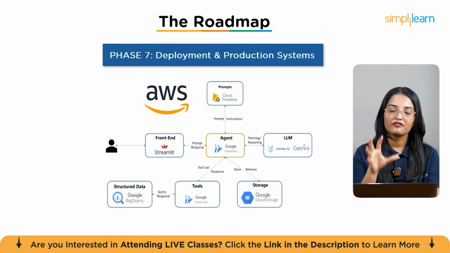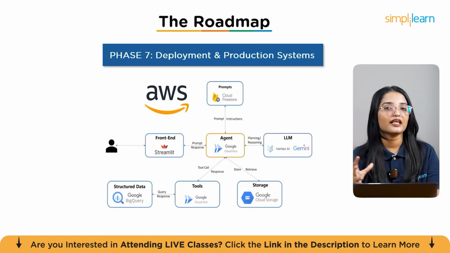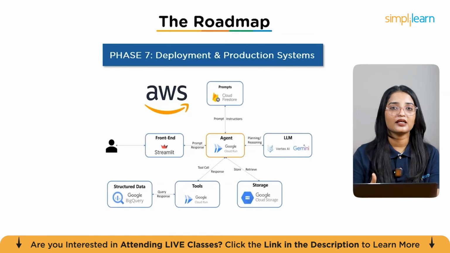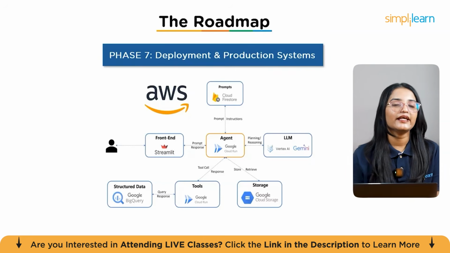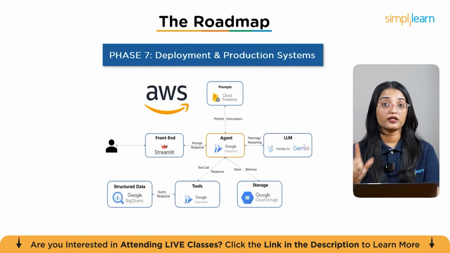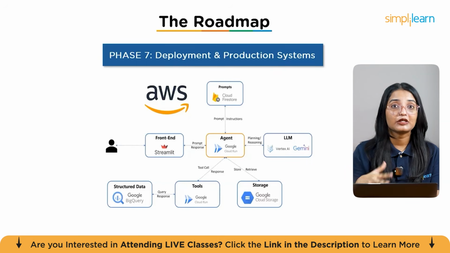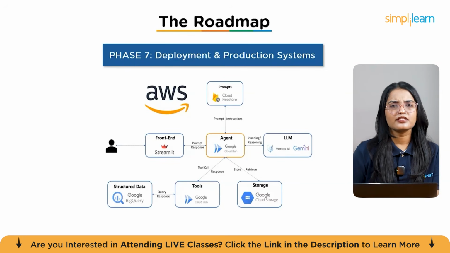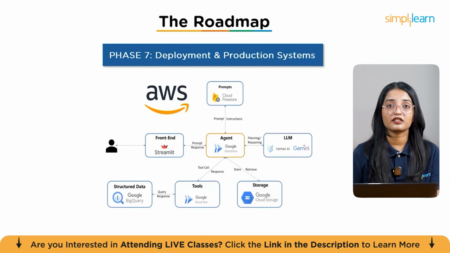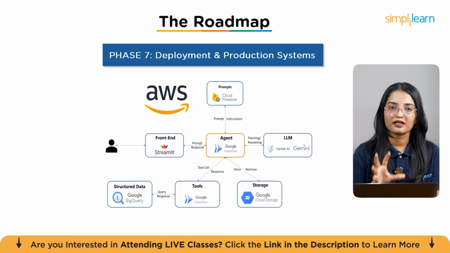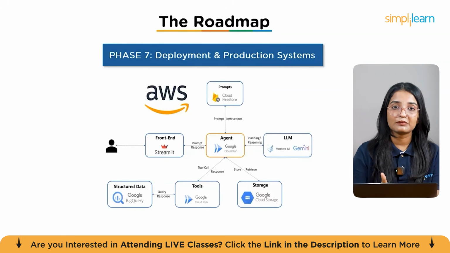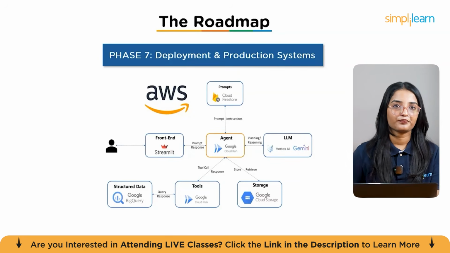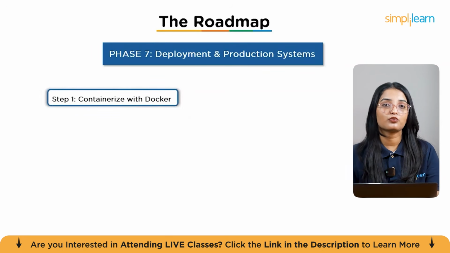Now, at this stage, everything changes, because building an agent is one thing, running it reliably in the real world is something completely different. And this is where real world engineering begins. When you build locally, everything feels smooth and controlled. But in production, APIs might fail, users send unexpected inputs, traffic suddenly spikes, servers crash, costs increase, and security becomes critical. Your job is no longer just to make it work, your job is to make it stable, scalable, and secure. So the first step here is to containerize with Docker.